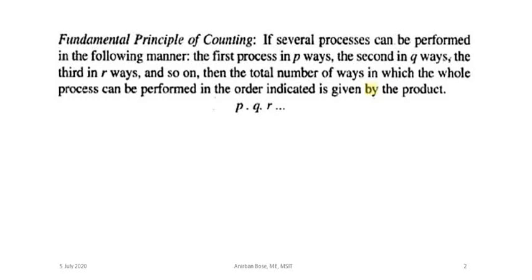Anyway, let us start. If several processes can be performed in the following manner, the first process in P ways, the second in Q ways, and the third in R ways, and so on, then the total number of ways in which the whole process can be performed in the order indicated is given by the product P into Q into R, and so on. So what is the meaning of that? Let us see.